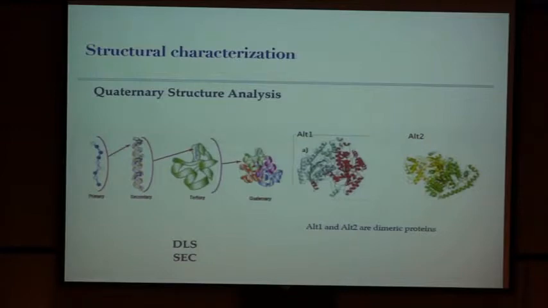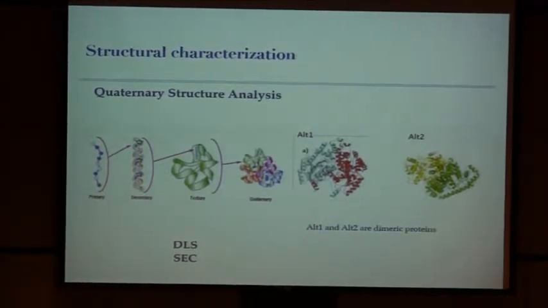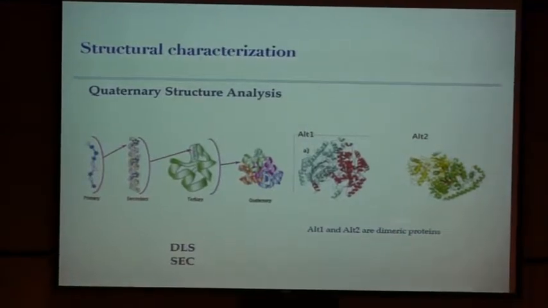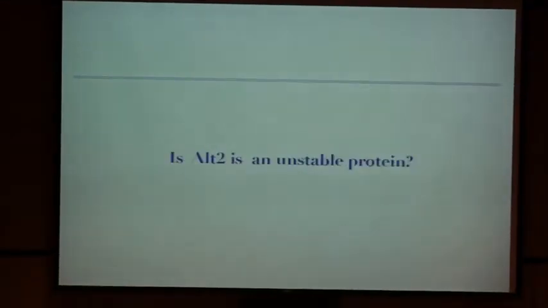Then we made the analysis to know the quaternary structure. For this we did dynamic light scattering and size exclusion chromatography. In this analysis, both proteins are a dimer. At this point, we don't have any idea why L2 doesn't have the activity of an alanine aminotransaminase. For this reason, we made stability studies.